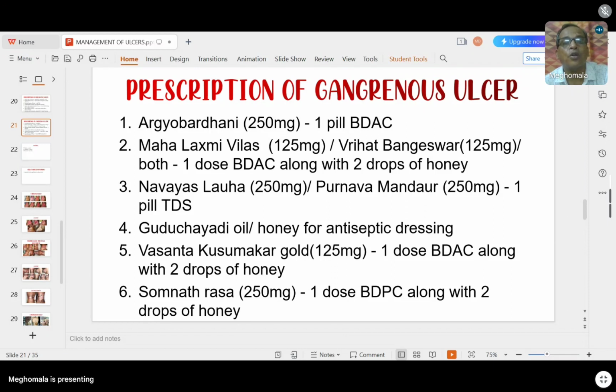In any sort of srotorodha, any sort of atherosclerotic changes, if you go for Mahalakshmi Vilas, it gives very good results. Even, I am telling you, if there is a fimbrial block in the fallopian tube, go for Mahalakshmi Vilas. After doing HSG, give simply Mahalakshmi Vilas, nothing else, and after 1 month go for HSG again. The fimbrial block will not be there. I am assuring you.